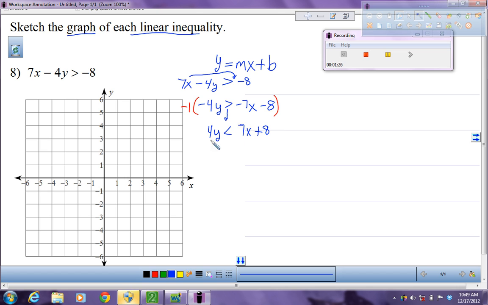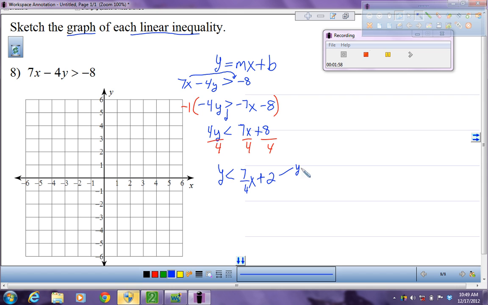Well, I still have that 4. So now I'm going to divide everything by 4. And that would keep my y as a positive 1y. So always, when you're dividing, always divide by the same sign. Well, on the right side, 7/4, I really cannot do anything to it. So I'm going to leave it at 7/4. The 8 divided by 4 actually becomes 2. So I'm pretty much ready to graph that.